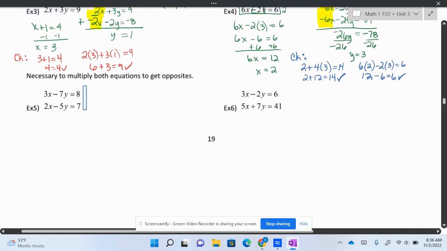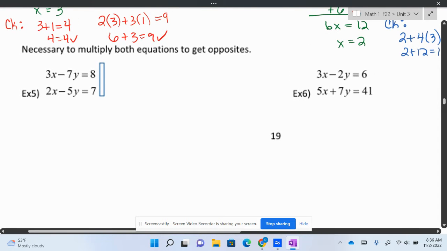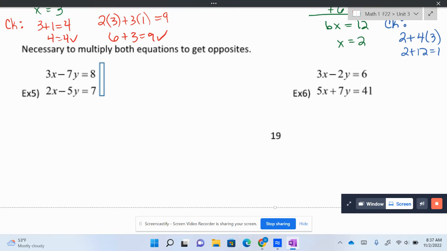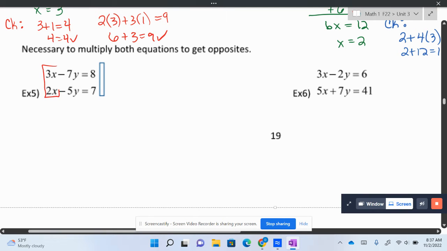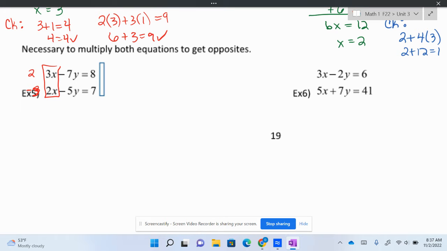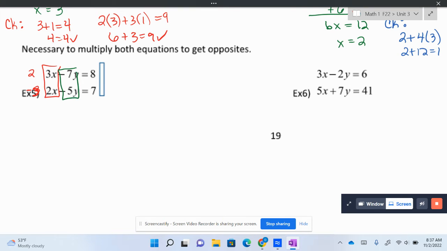Okay. So for these next two examples, we're going to have to multiply both the top and the bottom equation. So here's what I want you to think about. If I wanted to eliminate the x's, I could multiply the top by 2 and the bottom by -3. If I wanted to eliminate the y's, I could multiply the top by 5 and the bottom by -7. You decide which method you want to do, and we'll rewrite these off to the side and use that.